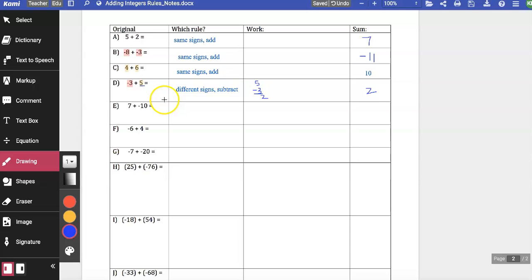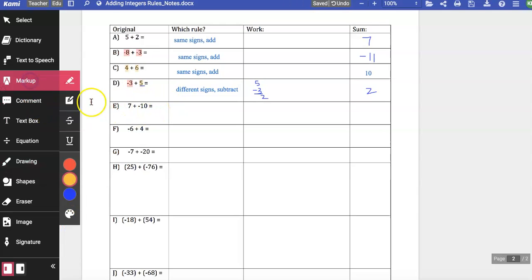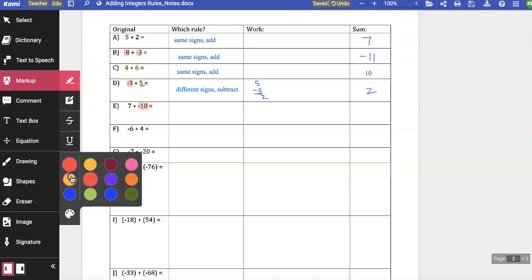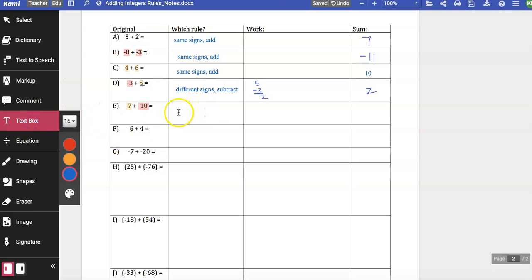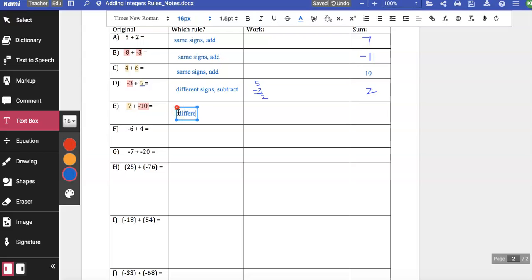All right, 7 plus a negative 10. I go to my markup tool. I have a red integer, and I have a yellow integer. So when I use my text box and write, I'm going to write that the signs are different. So different signs we will subtract.